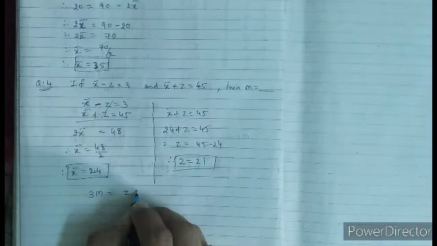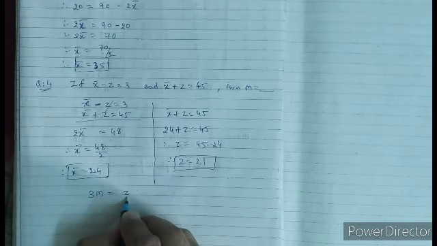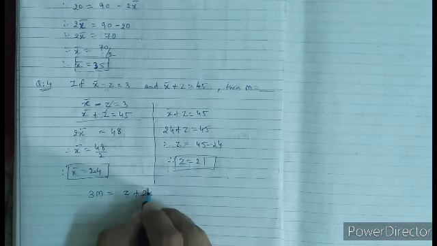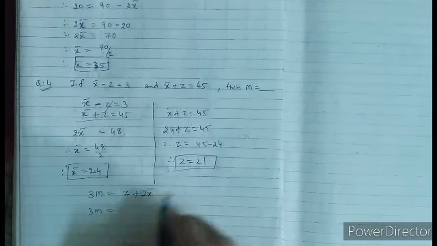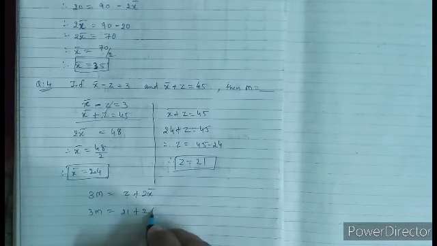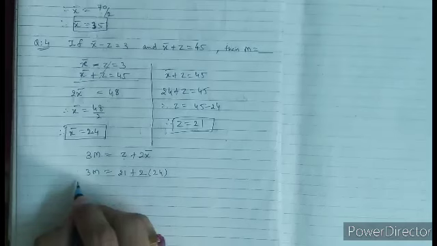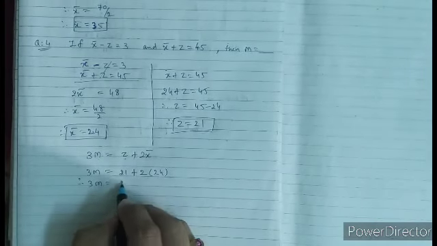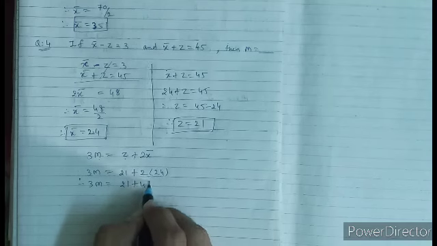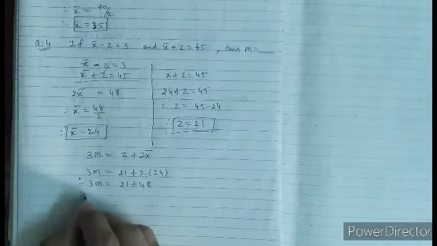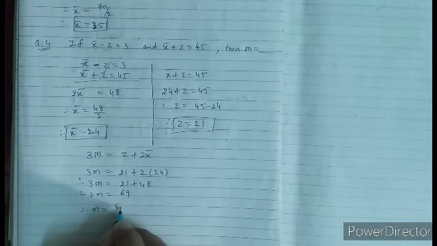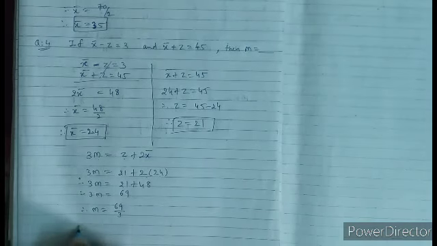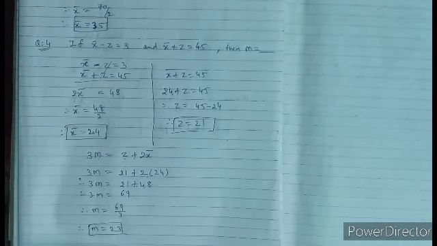We have the formula 3 into median equals mode, that is z, plus 2 into x bar. Let us apply the values. So 3m equals z, which we have got 21, plus 2 into x bar is 24. Let us calculate this. So we get 3m equals 21 plus 24 into 2, 48. So here 3m equals 69. Therefore m equals 69 divided by 3. Therefore we get m equals 23. So this way we can get the median.